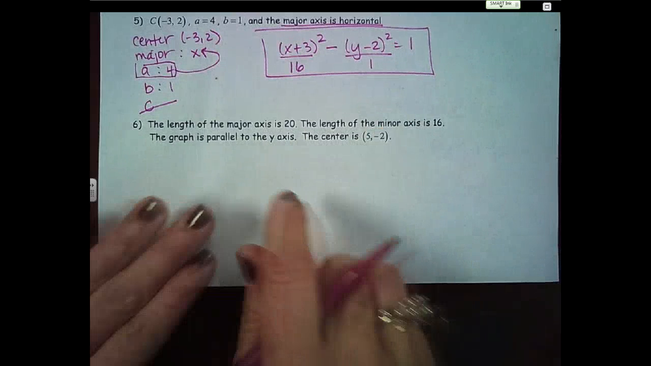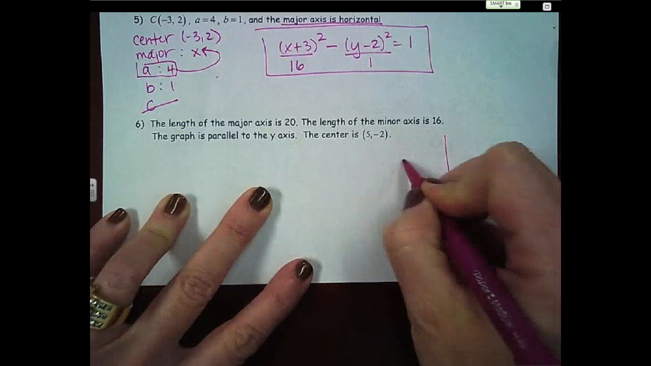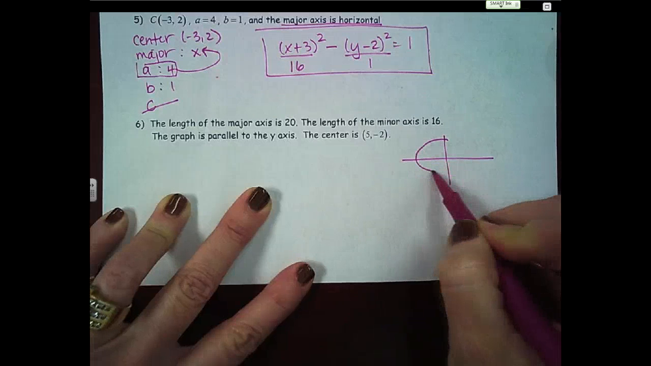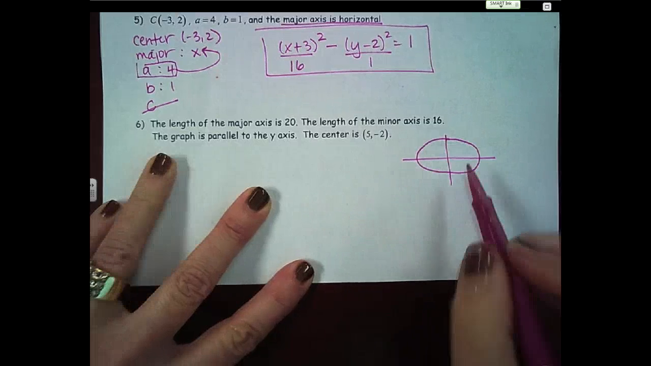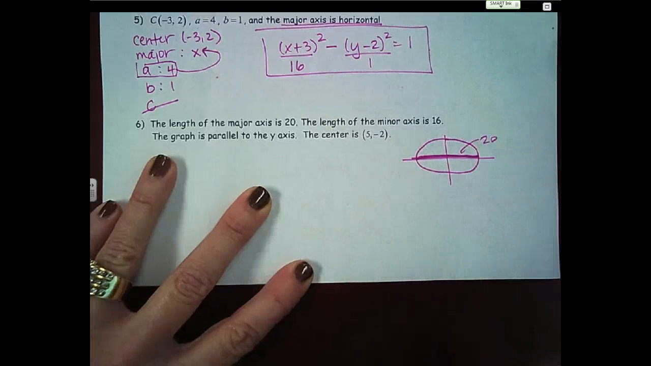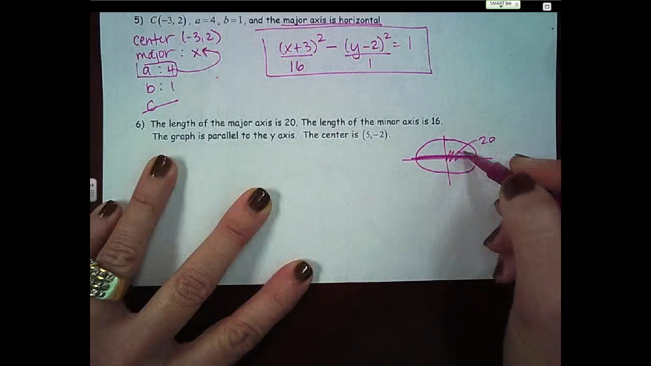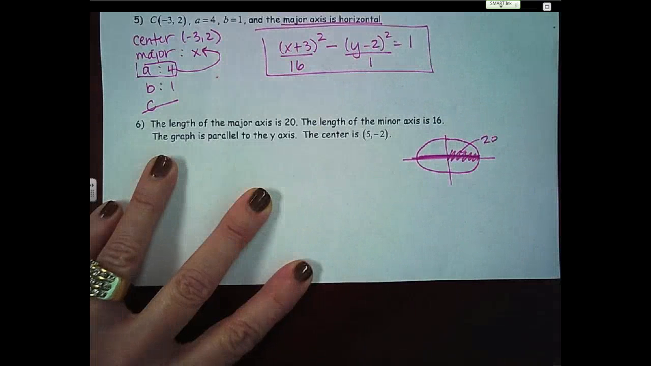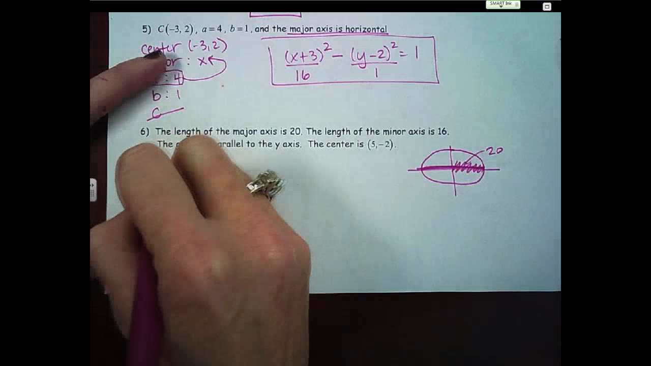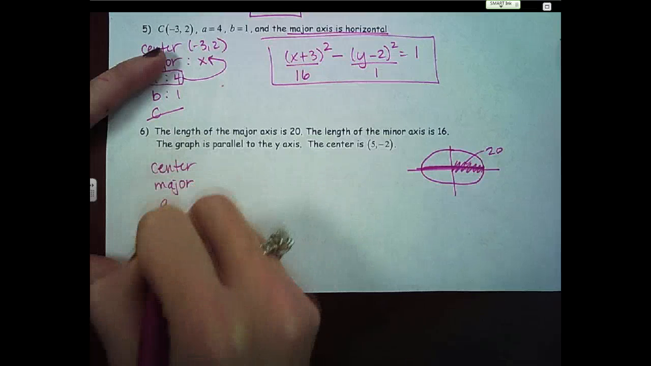The length of the major axis is 20. Now, guys, we've talked about this before. I'm just going to make up an ellipse of any kind, not a hyperbola. But if I tell you the major axis, the whole thing across, is 20, then what is A? 10. A is half of that. Remember we talked about that already. So A is 10. If we make our list: center, major, A, B, and C.